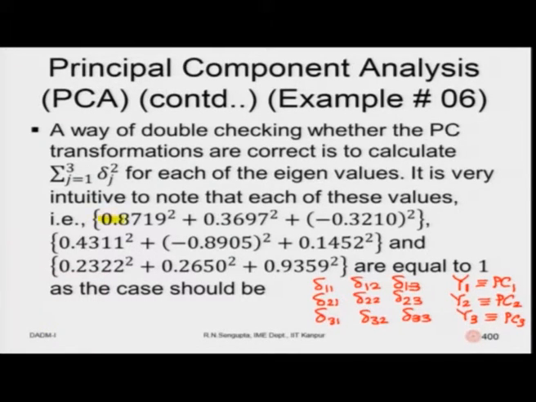So, this square, we will find out 0.3697 will be this one, 0.32 will be this one. So, square of them would give 1, which is true. Second case, again square of them addition is 1, which is true.